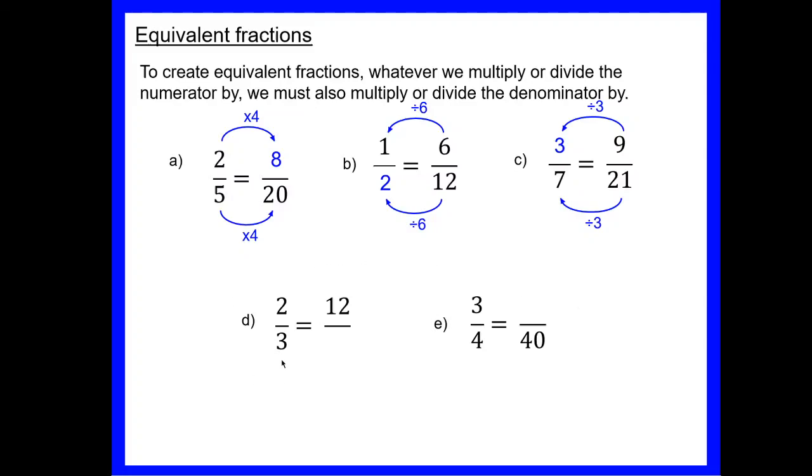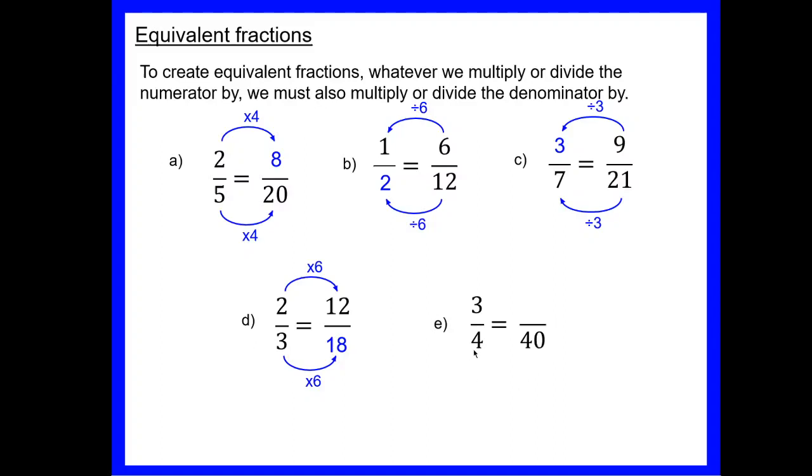Okay, down to the bottom here then. So we've got 2/3, we've got a numerator here of 12, so we'll compare the numerators this time. We go from a small number to a bigger one, so we must be multiplying. To go from 2 to 12, we would have to multiply by 6. 2 times 6 is 12. Do the same to the denominator. 3 times 6 is 18. So 2/3 is 12/18.